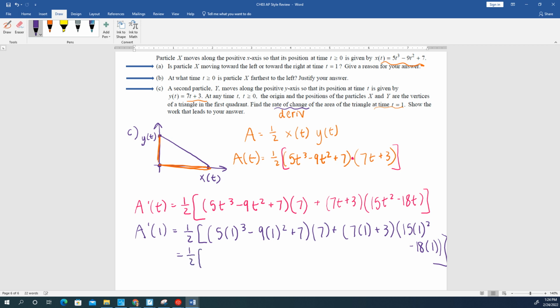So let's just practice doing this without our calculator. Here we have, obviously, 5 minus 9 plus 7. I gotta take that times 7. Plus 7 plus 3 times 15 minus 18. Okay. So 5 minus 9 plus 7 would be 3 times 7. We get 21 plus 10 times negative 3, negative 30. So that's negative 9 halves.